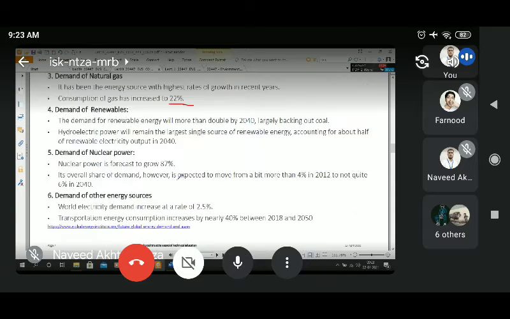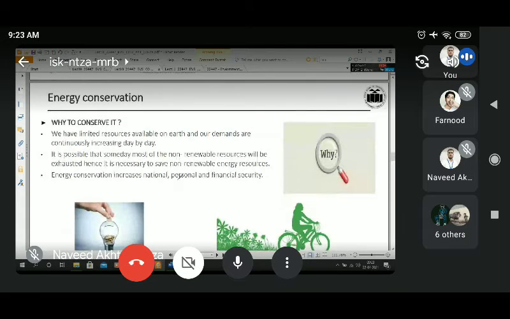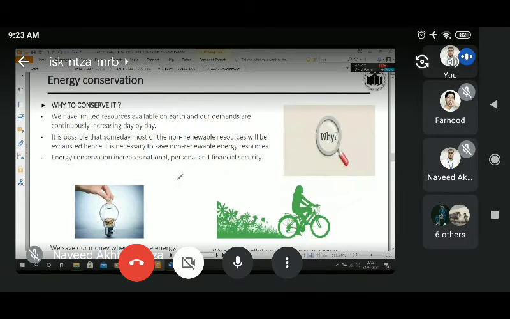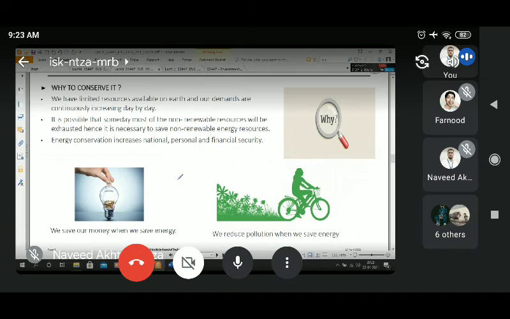और ग्राफ में आपने पूरा अच्छी तरीके से देखा। इसी तरह why to conserve it, why energy should be conserved. We have limited resources available on the earth. Our demands are continuously increasing day by day. And to fulfill the demand day by day, we need more mining and more use of these non-renewable energy sources.